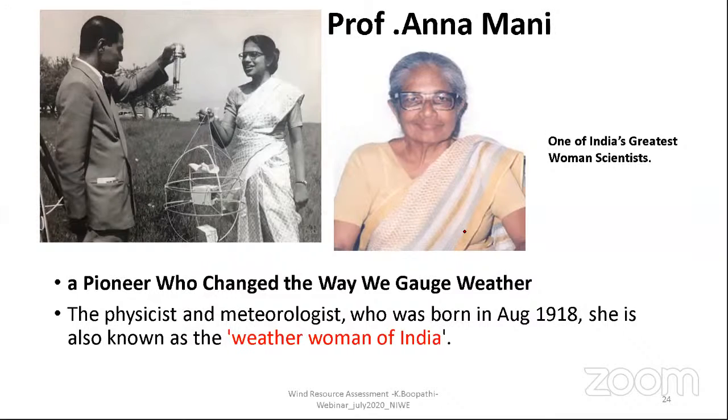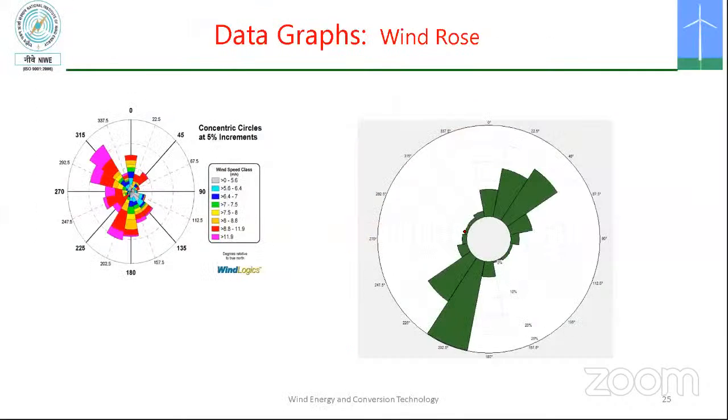She has written many books, and now it is a Bible of solar resource assessment and wind resource assessment. She was also the weatherwoman of India. So whatever development is happening now, both in wind and solar, part of the credit goes to Professor Anna Mani. We should always respect her for her dedication of work to the nation.